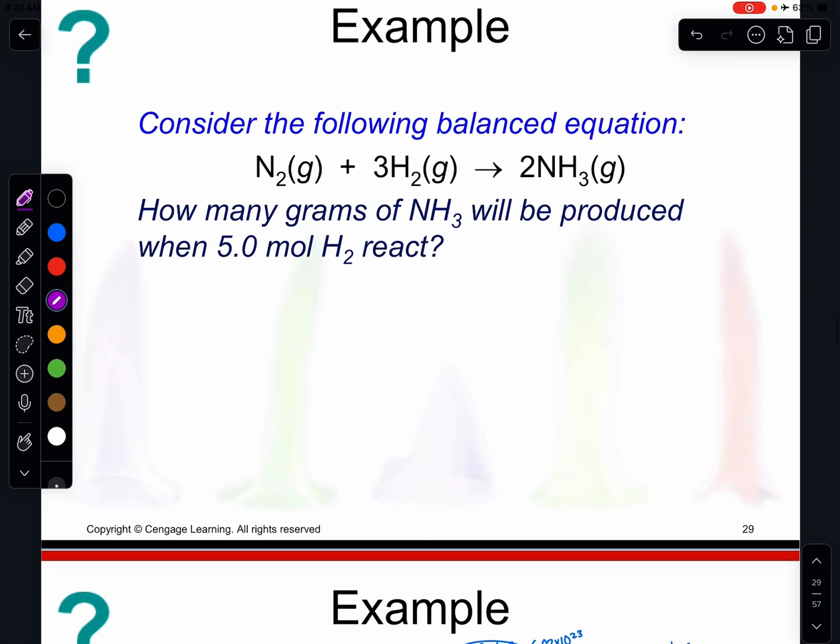Okay, let's try one from scratch here. How many grams of NH3 will be produced when 5 moles of H2 react?